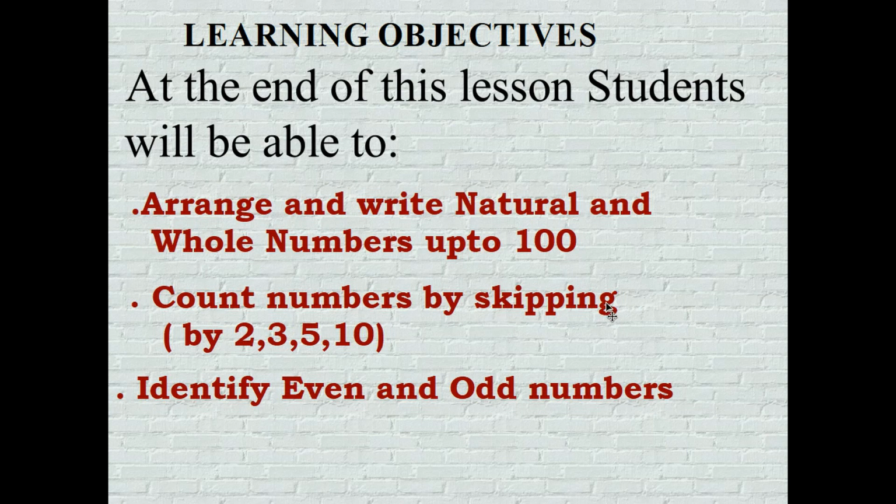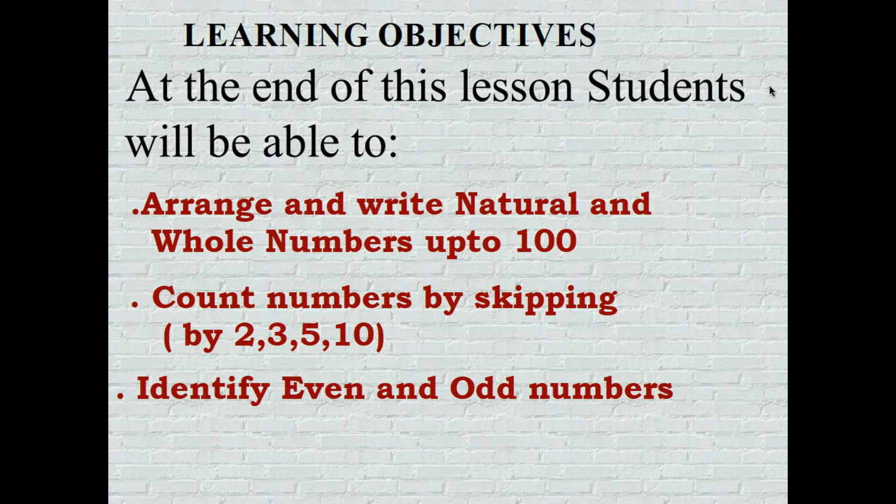The other objective is that you will be able to count numbers by skipping. It can be by 2, by 3, by 5, or by 10. You skip by 2, by 3, by 5, or by 10. And you will be able to identify even and odd numbers. What are evens? What are odd numbers?